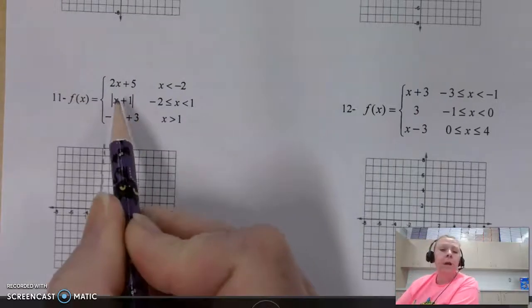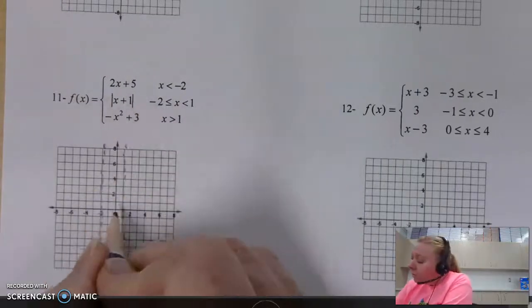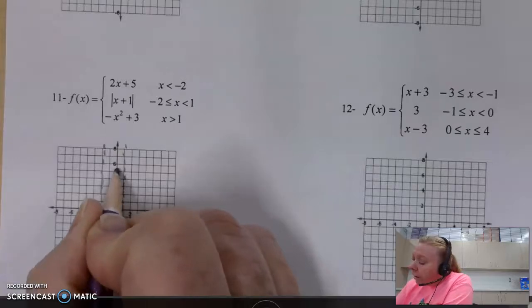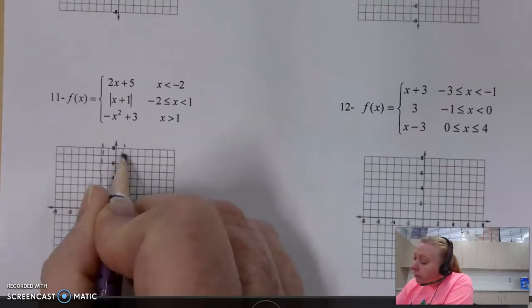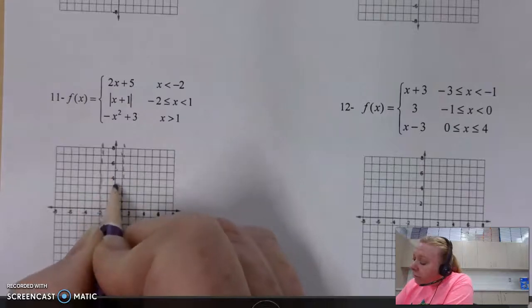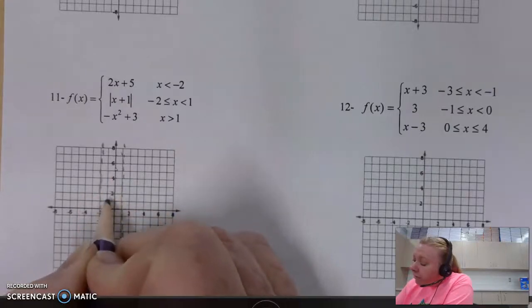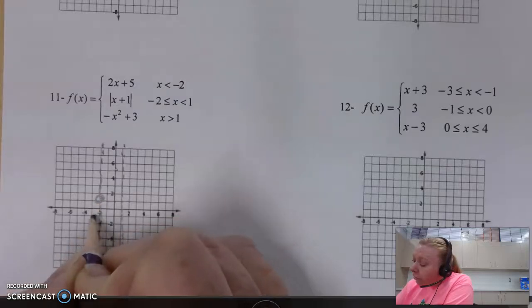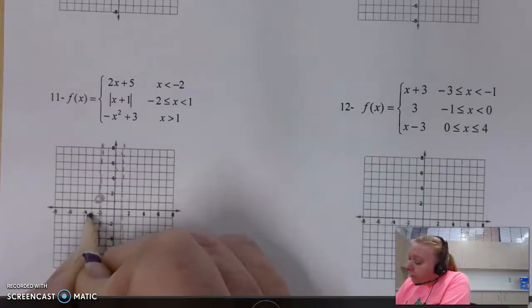Okay, this is in form y equals mx plus b, so I'm going to go up to 5, up 2 over 1. I want to keep to the left of -2, so I'm going to go down 2 over 1, down 2 over 1, open dot. I'm going to keep going, down 2 over 1. I'm going to do one more.